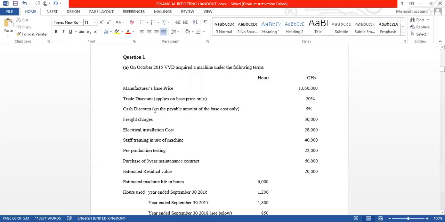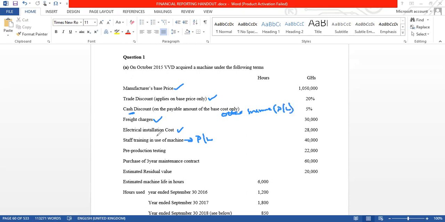Okay, so we've actually dealt with the base price, we've captured the trade discount. This is always a P&L item to other income. It doesn't form part of the cost of the asset. Remember, we've taken care of freight, installation. What about staff training? From our previous lecture, we realized that this was also a P&L item.